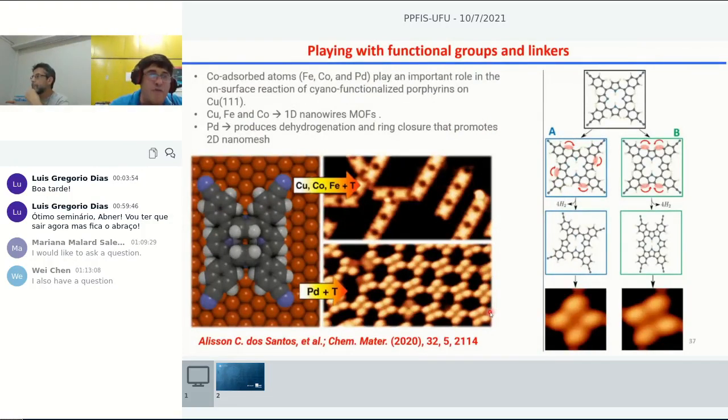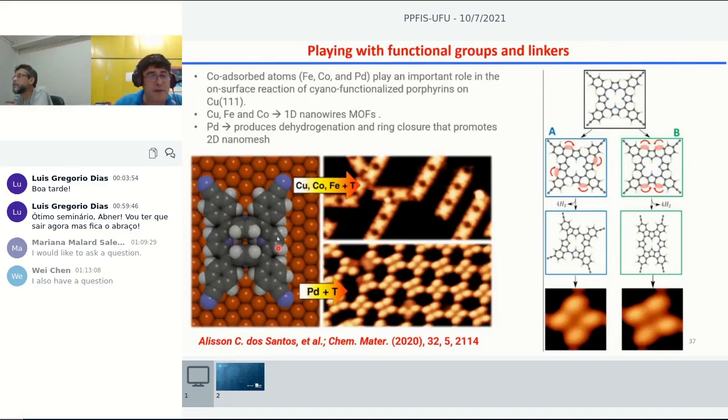We play again, trying to change the glue, trying to put different atoms on the surface. And of course, the functionalization of the molecule. Then we change the bromine or chlorine for a cyano group. This is a CN group here. And we try to see what happens if you put 3d metals, iron, cobalt, or if you put a 4d metal that is more reactive, more catalytic, like palladium.